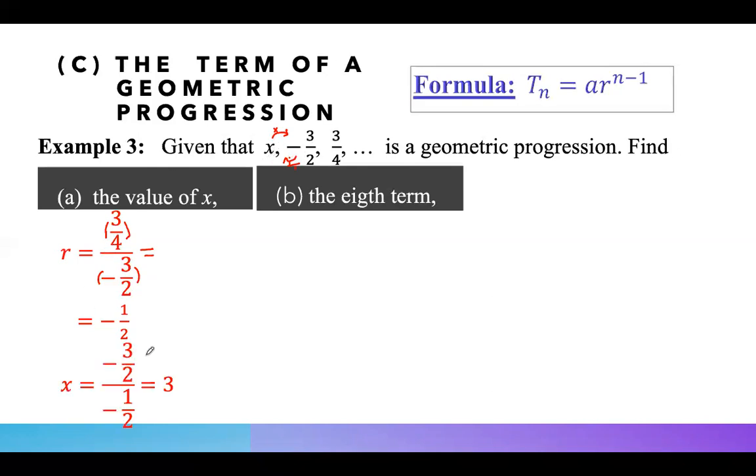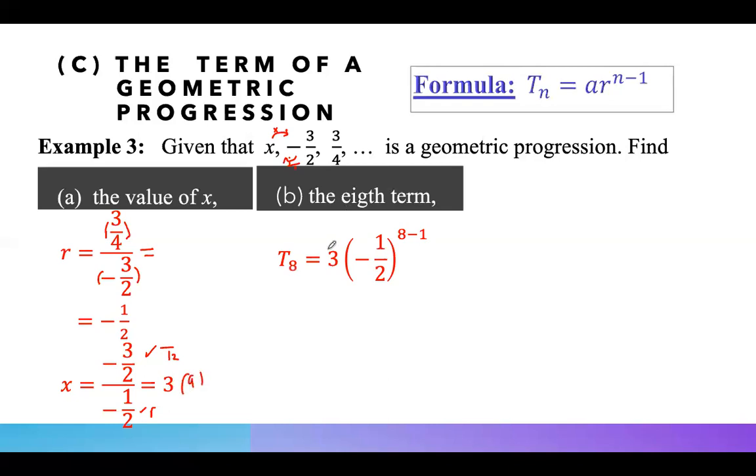So term 2, divided by the r. Okay, this is term 2. Okay, so you get negative 3 over 2 over negative half. So you get 3, right? So x is 3. Okay, after you get x, x is a, right? So you can find the eighth term. So 3 is our a, okay?